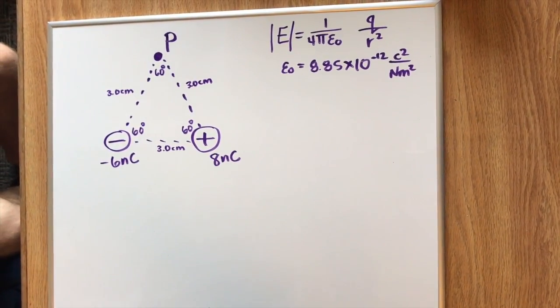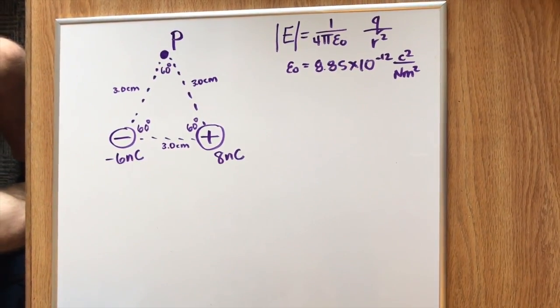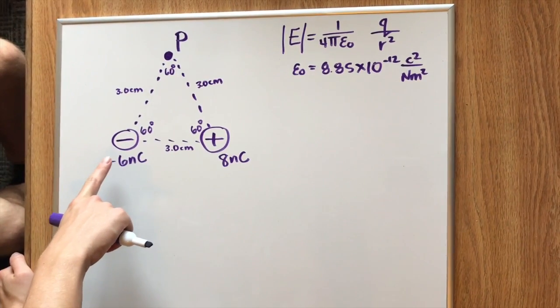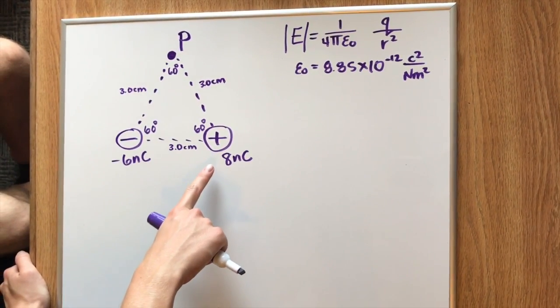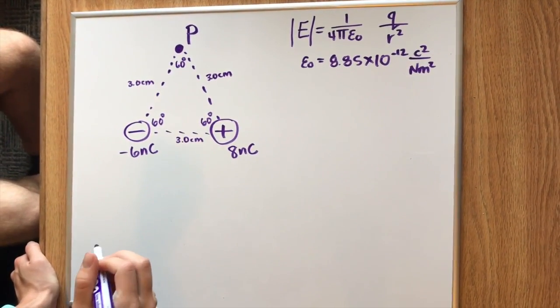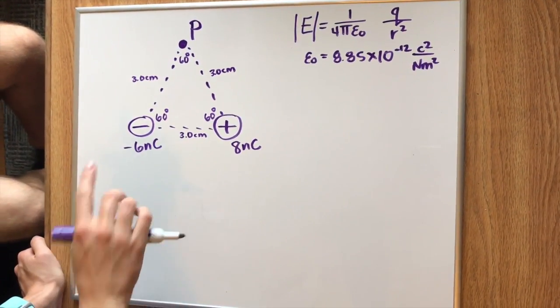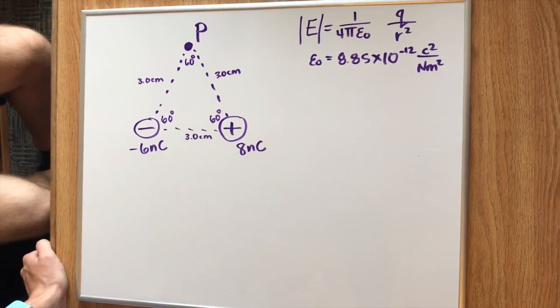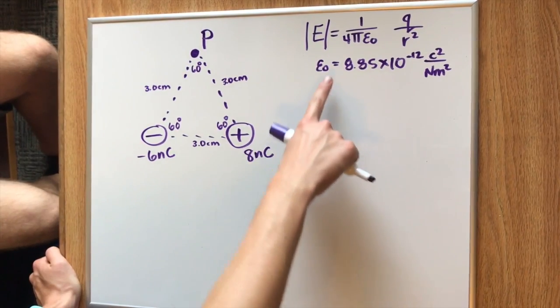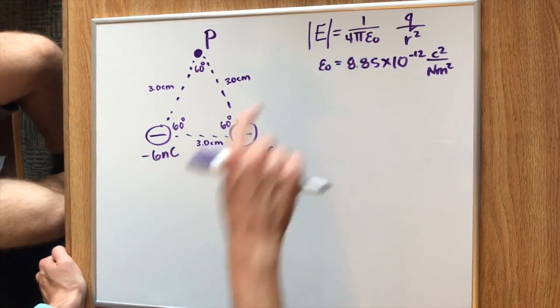We're doing question number 5, and the first goal of this question is to find the electric field at point P created by the negative charge here and the positive charge here. The way we're going to find this is we're going to find the components of the electric field of both of these and add them together. We're going to use this equation for electric field, and this is the constant epsilon naught used in our equation.